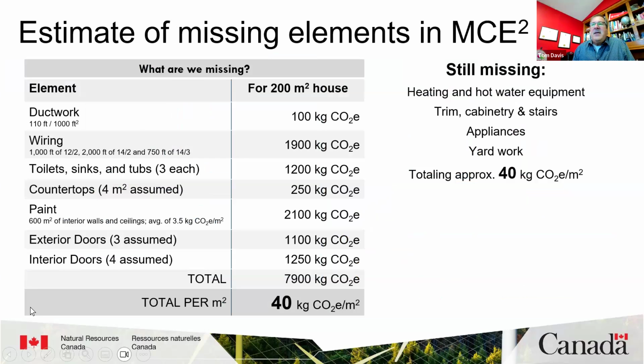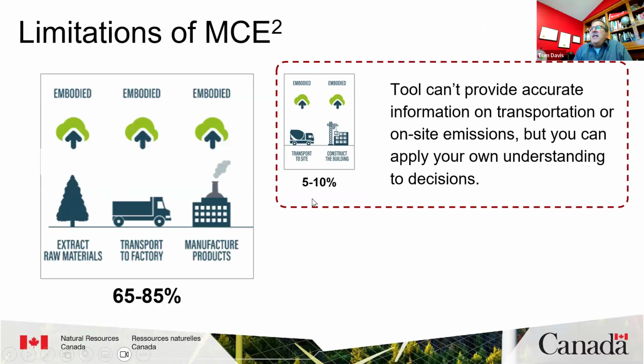The missing elements. So the stuff that isn't calculated, but we know still has an imprint. We've given you some good numbers here. So for ductwork in an existing house or a new house, 100 kilograms of CO2 equivalent. Toilets and sinks. Why? Because we have to use ceramics and they get fired in furnaces. They are very carbon intense. So on and so forth. So per square meter, all of those things added up, roughly 40 kilograms of CO2 equivalent per square meter of finished floor space. So again, these A1 to A3 categories, this is what is in our wheelhouse for MC squared.